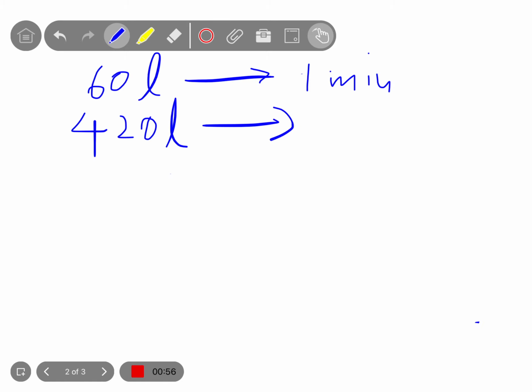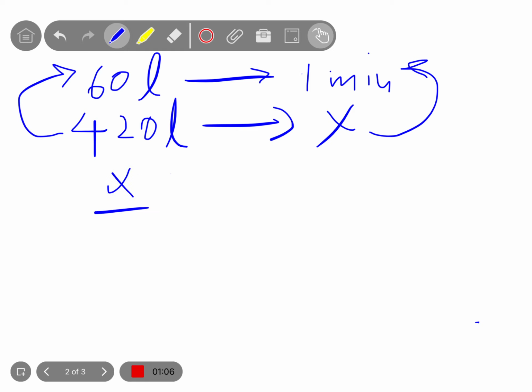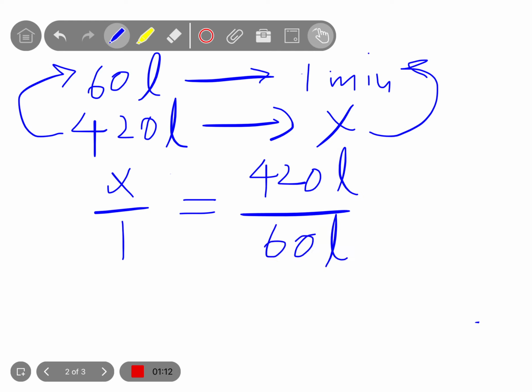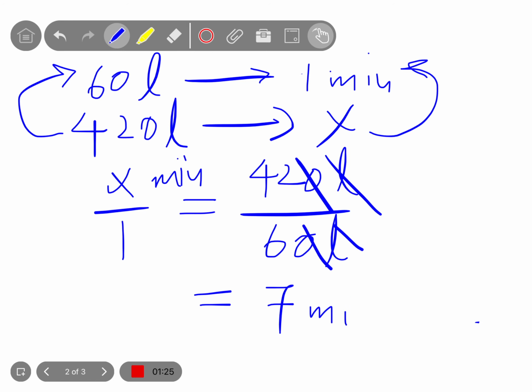So how do we solve this? If this is x, you can write the same as this value divided by this, and then you have to divide these values. This is what proportions are. X divided by 1 is equal to 420 liters divided by 60 liters. Now this is in minutes, right? So you should get the answer in minutes. If you just cut that off, 42 divided by 6 is 7. So 7 minutes is the answer.